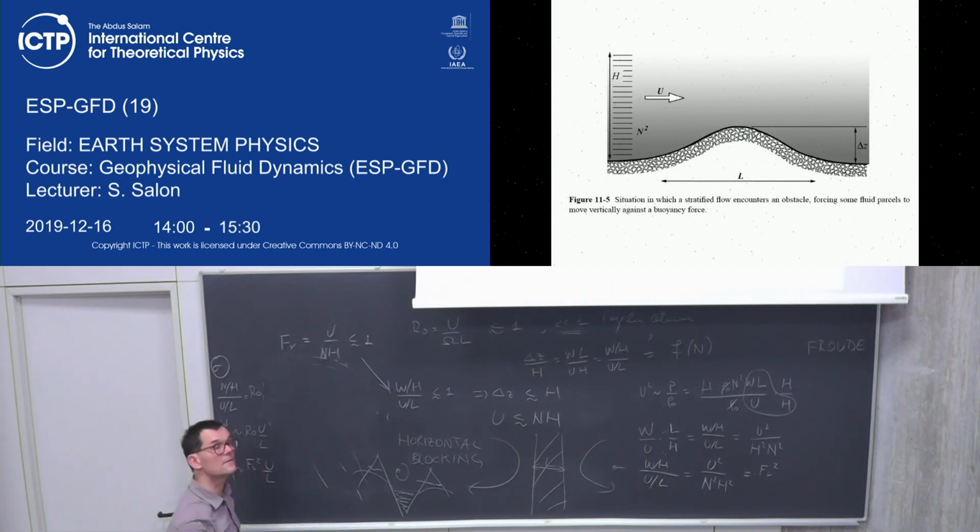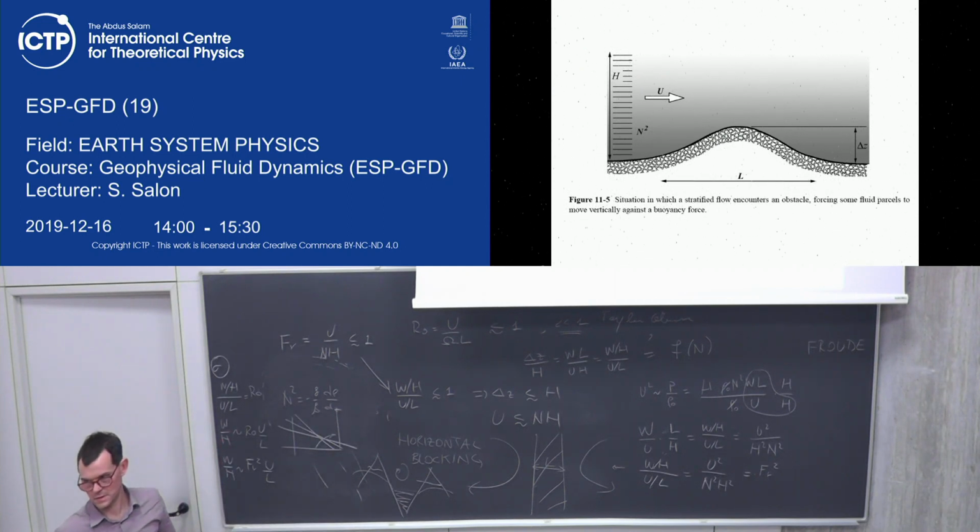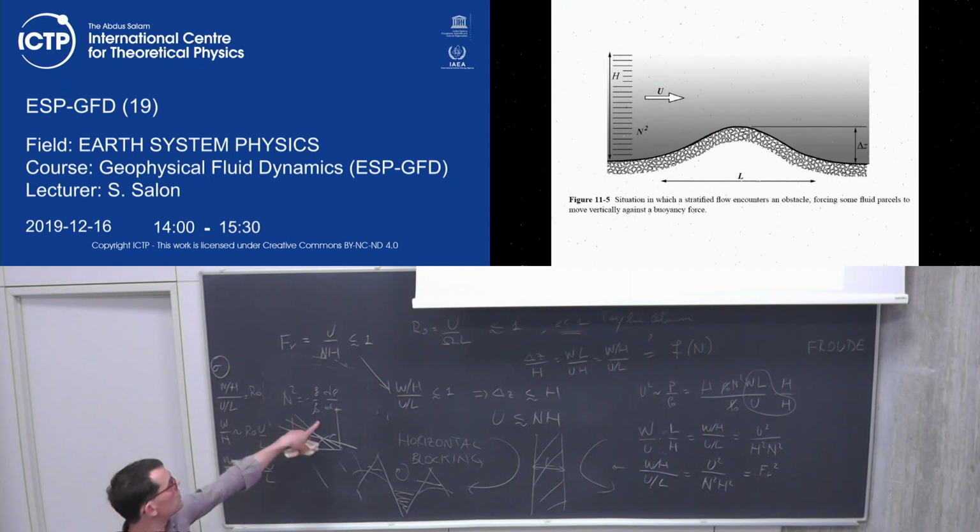Strong stratification comes from N squared equal to minus g over rho zero d rho dz. So the profile is like this, or like this, or like this. It means that you are increasing the angle. The larger is N, the larger is the stratification. If N is equal to 0, you don't have stratification; you have d rho dz equal to 0.